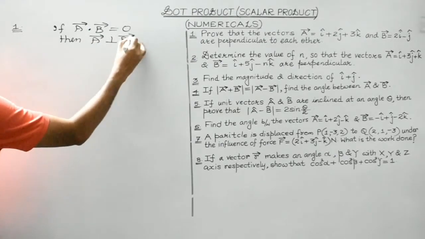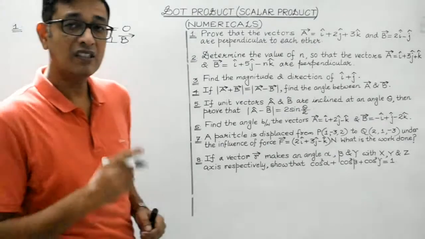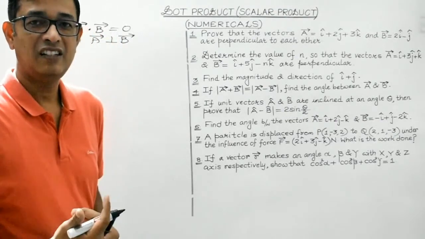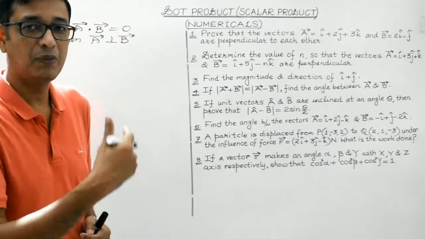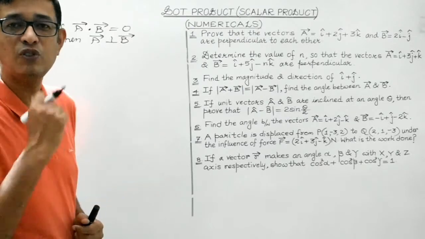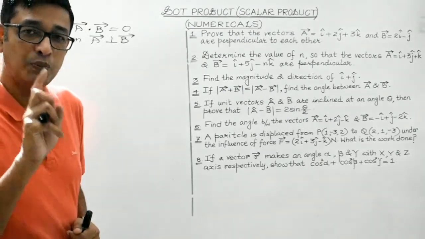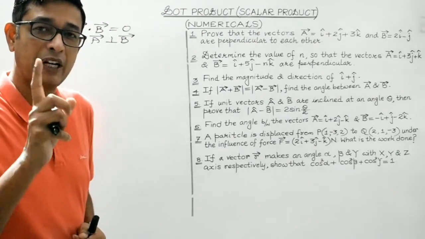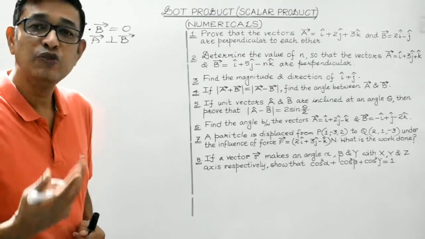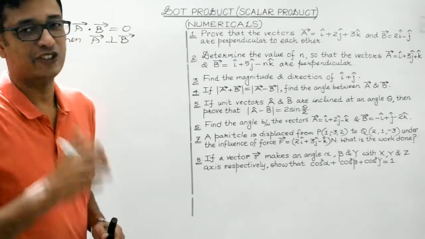So if A vector dot B vector is equal to 0, then A vector must be perpendicular to B vector. Why? Because A dot B is AB cos theta, and if theta is 90, then cos theta will become 0, so A dot B will also be 0. So in order to prove that A vector and B vector are perpendicular to each other, we need to prove that their dot product is 0, right?